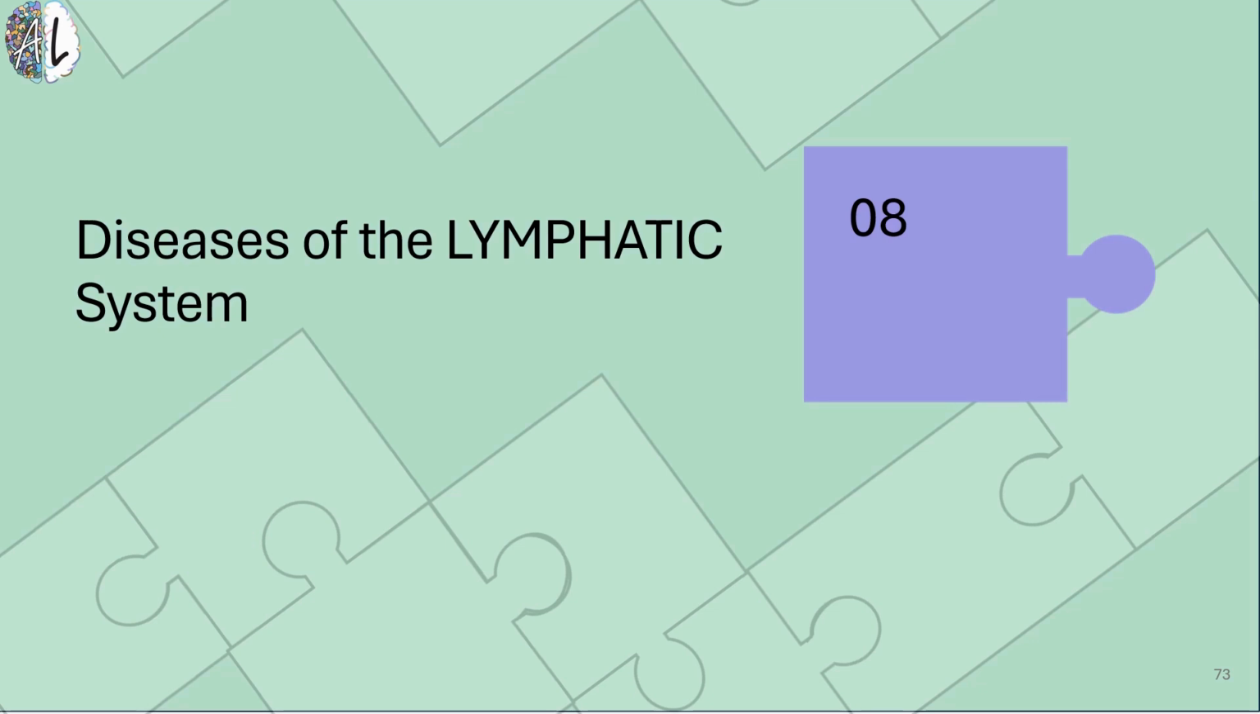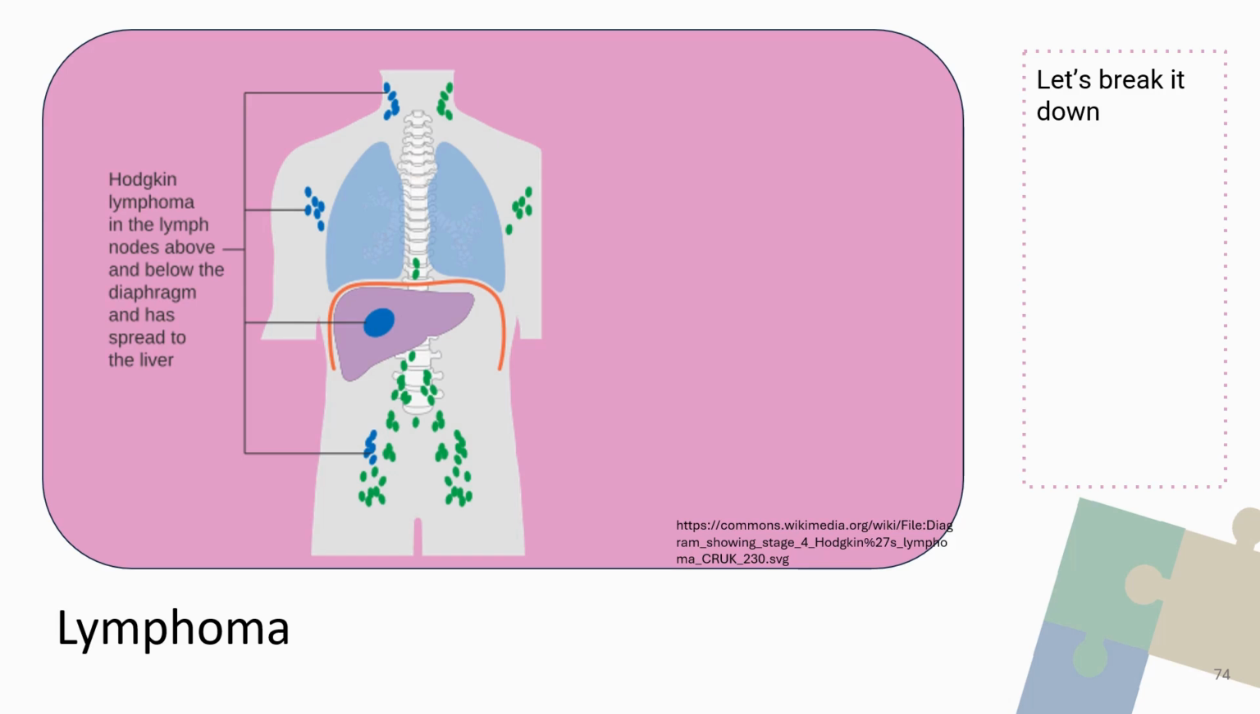Okay, let's take a look at a couple of diseases of the lymph system. Again, this is not meant to be every disease that could be out there, but let's look at a couple of the large diseases you may see inside of a medical practice. All right, first up is lymphoma.